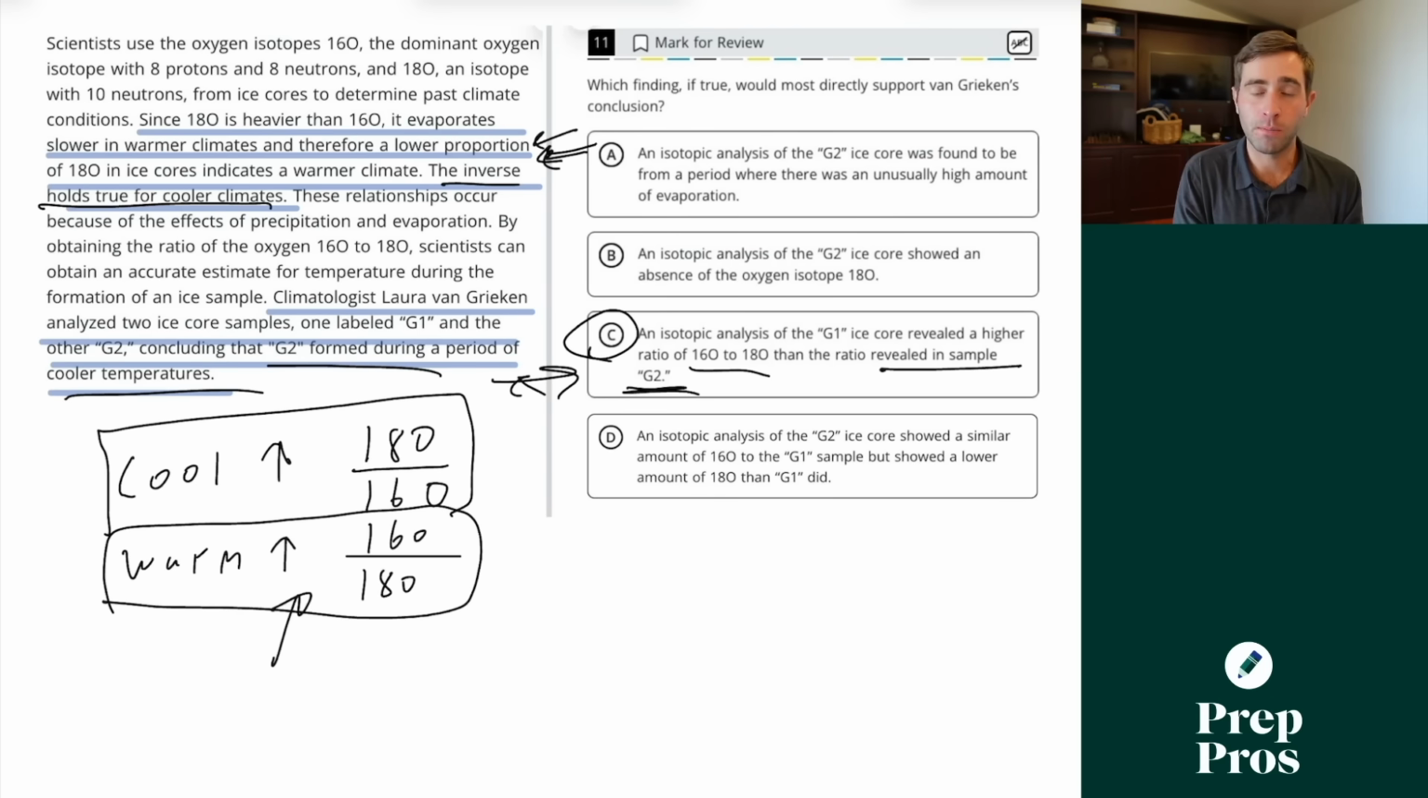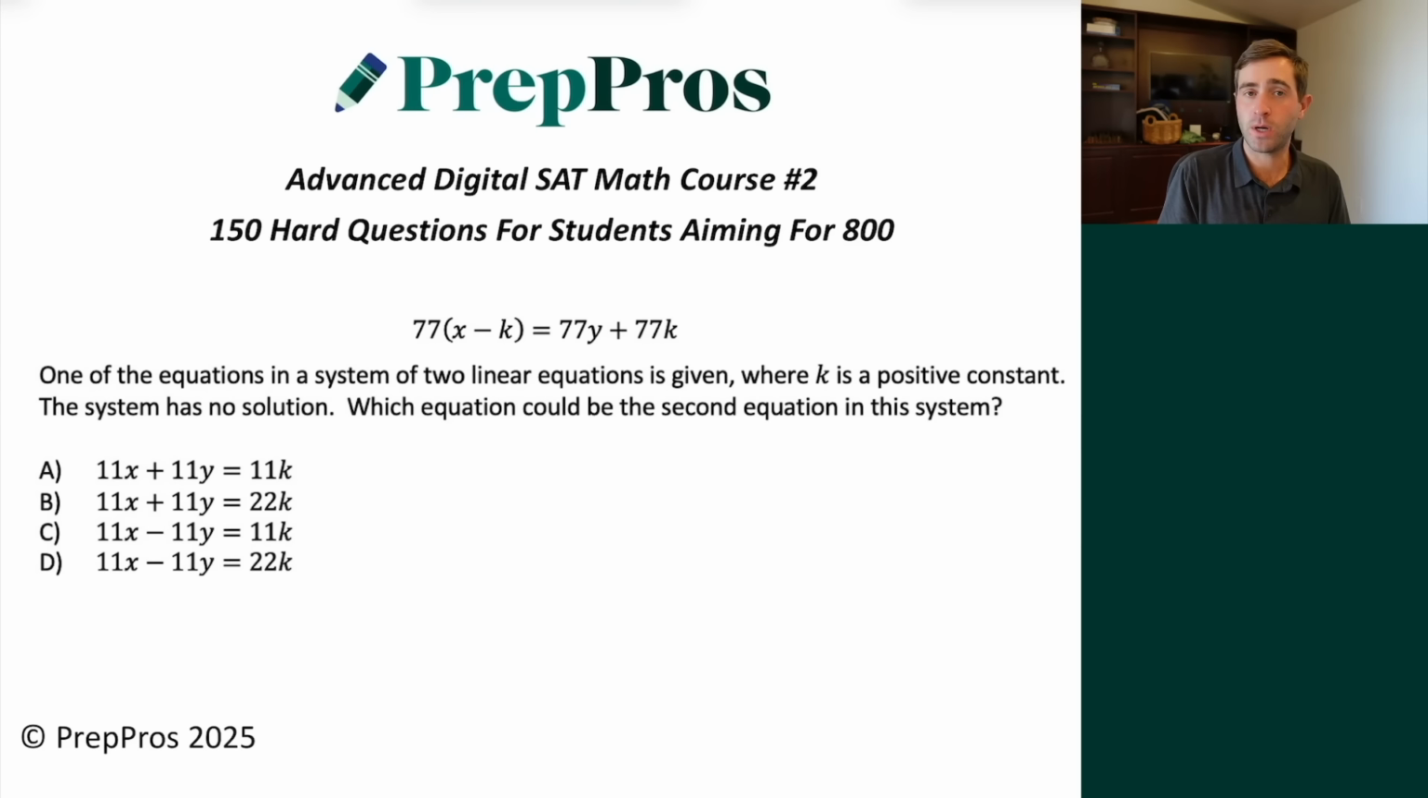So these are all important things to watch out for on those second harder support and weaken questions. Now the next advanced question type I think you will see at the end of that second harder module are system of equations questions testing you on no solution or infinite solution. We're going to focus on the no solution here.